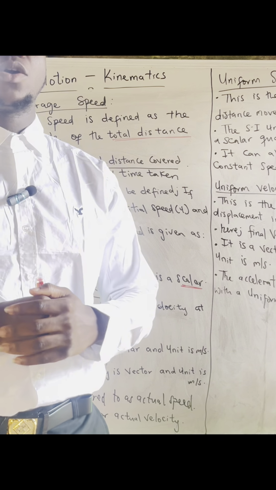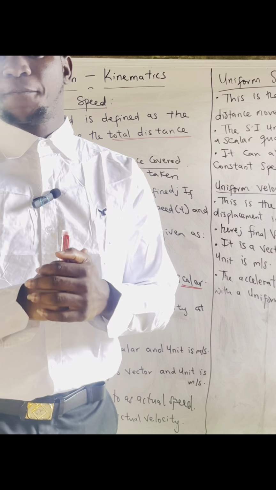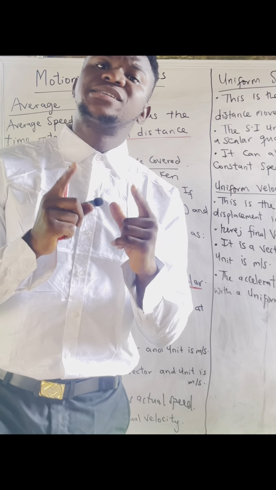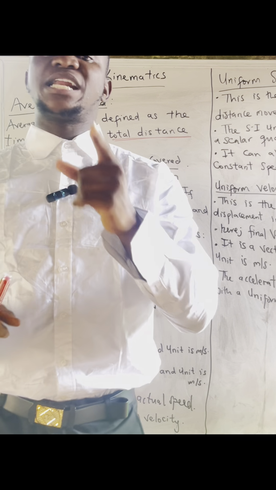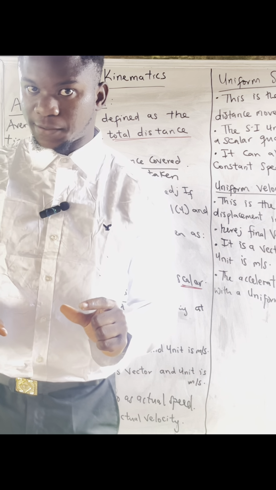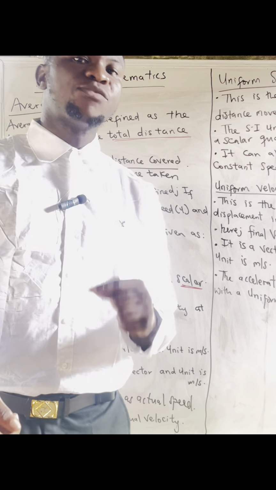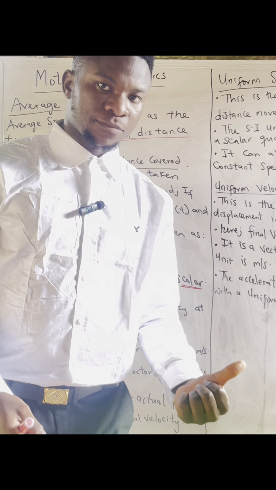So therefore, you have to know that whenever you want to calculate the instantaneous speed or the instantaneous velocity, we usually differentiate. What do we do? We differentiate. So you have to know that velocity is the first derivative of displacement, while acceleration is the second derivative of displacement.